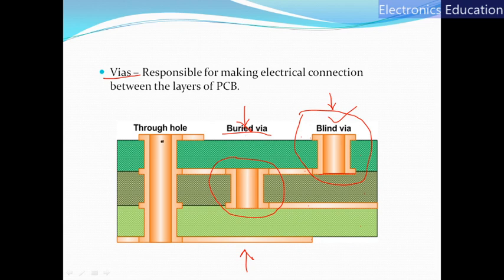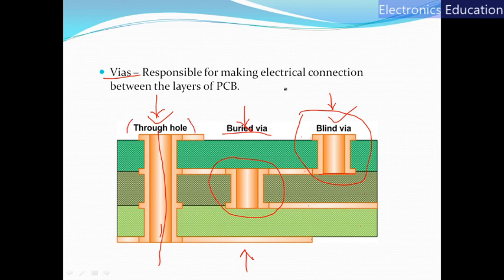Similarly we have the last type of via, the through hole via. Here this particular via is utilized to connect the layers, layer number 1, layer number 2, layer number 3, layer number 4 together with each other. If we observe from this particular point, you will find that this particular hole goes throughout the via. So this particular via is known as through hole via.